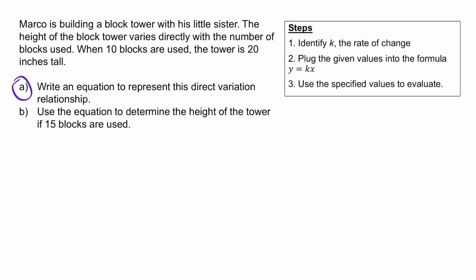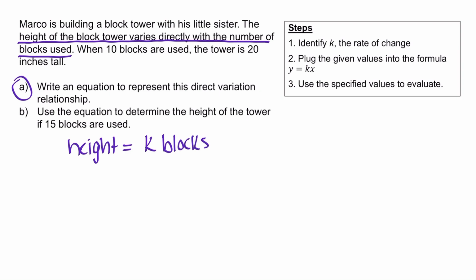So here is my important phrase. It says the height varies directly with the number of blocks used, okay? So if I translate that, that's going to say height equals some k times blocks. Well, in this problem, it doesn't tell me which variables to use, so I can just make up my own. I'm going to call height H, and I'm going to call blocks B. So that tells me that H of B equals K times B.